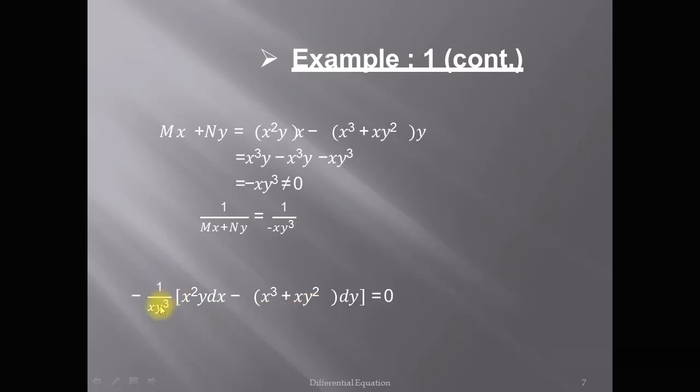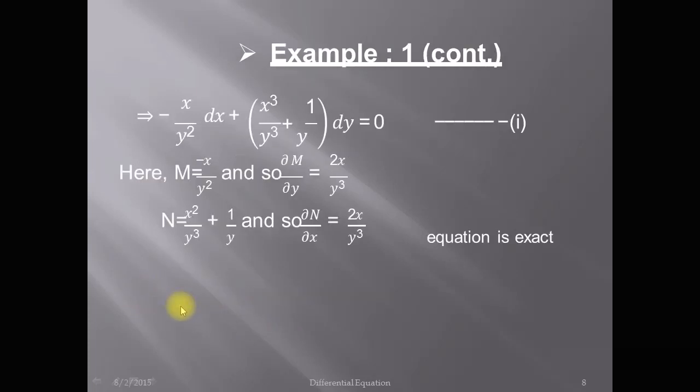Now multiplying the integrating factor to this differential equation, we get minus x by y square dx plus x cube divided by y cube plus 1 over y dy is equal to 0. Now this is the new differential equation. So again, check whether this differential equation is exact or non-exact.